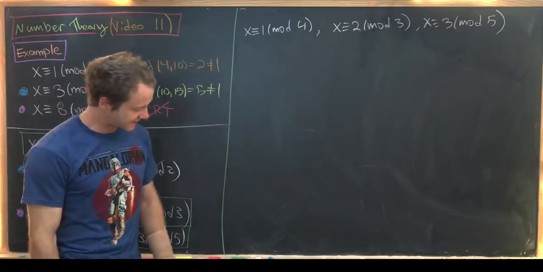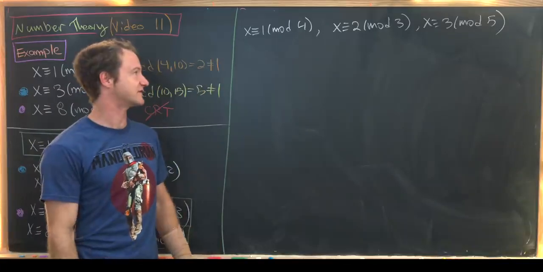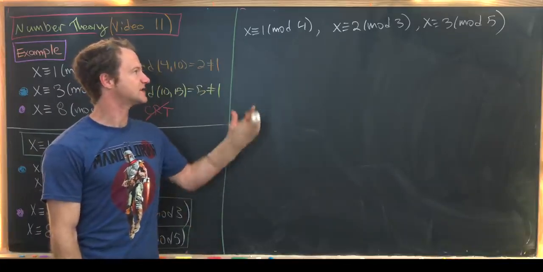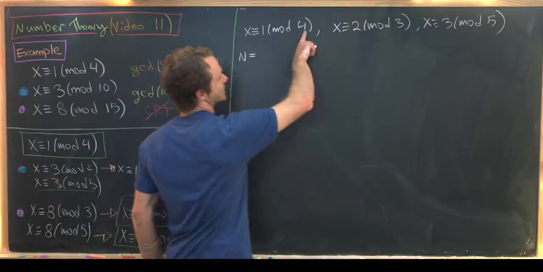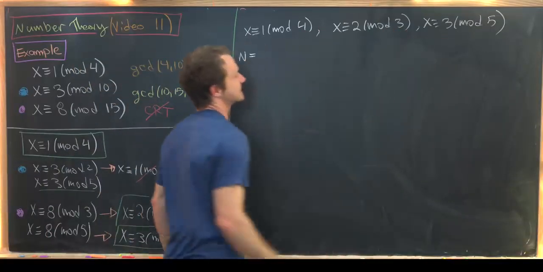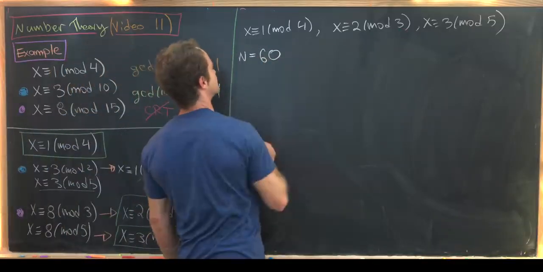So if we solve this, there's a good chance we solve the congruence we started with, although we'll obviously have to check that at the end. Okay, so let's work through this. So we've got our capital N will be this product 4 times 3 times 5. We'll notice 4 times 3 is 12 times 5 is 60. So there we've got that.